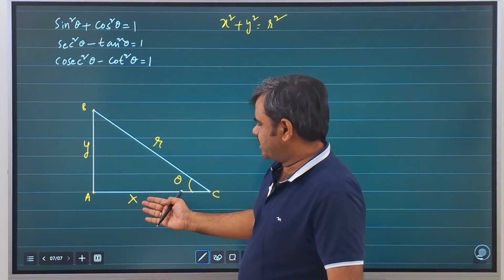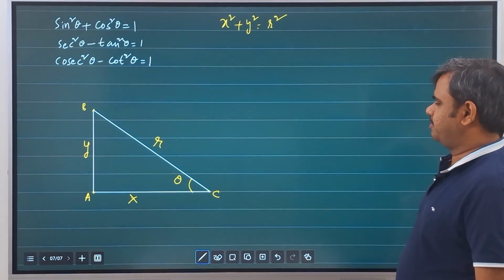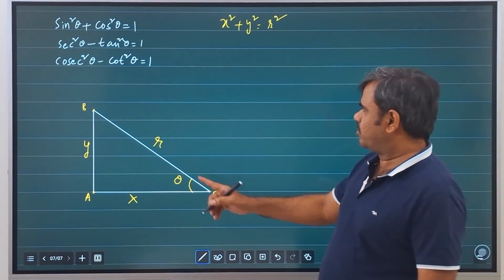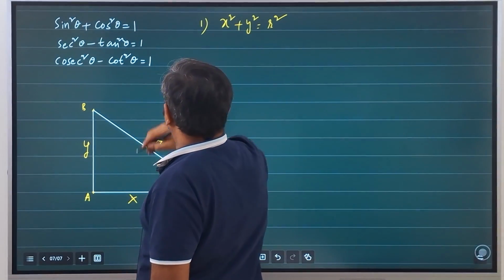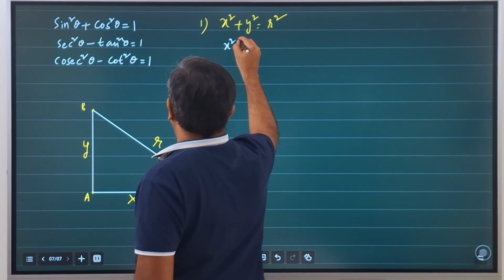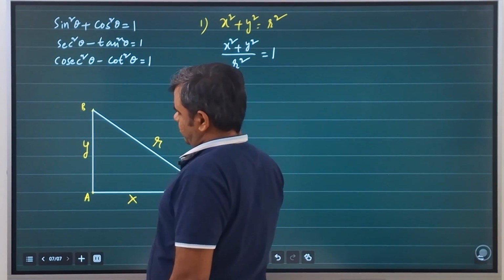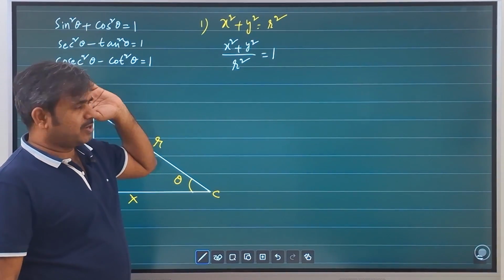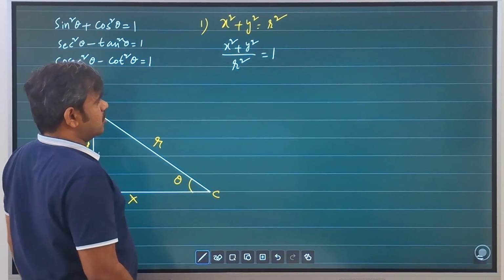You know this Pythagoras theorem, the sum of the squares of these two sides is equal to the square of the hypotenuse. AC square plus AB square is equal to BC square. X square plus y square is equal to r square. Which means x square plus y square divided by r square is equal to 1. Just rearrange the terms. Take r square to the left hand side, it comes into the denominator. On the right hand side it is 1.